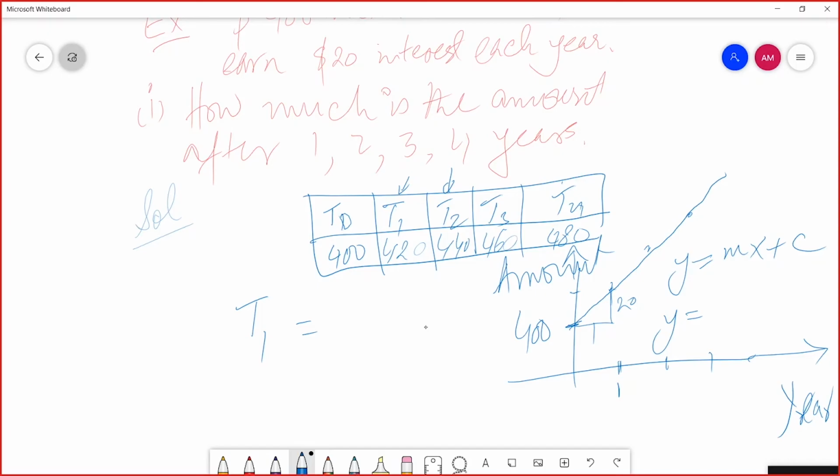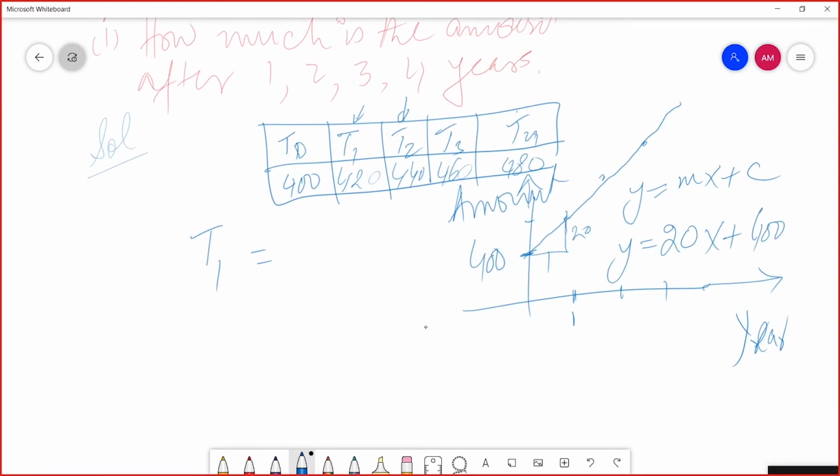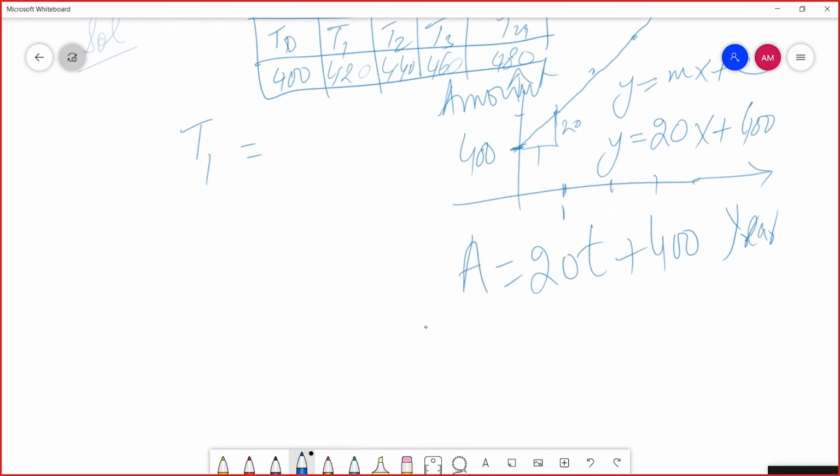Y is equal to 20x plus 400. Very nice. So 400 is actually your C, and we write it like this. It could be written like amount A is equal to 20T plus 400, where amount is in dollars, T is in years, and this is A in dollars and T in years. Does it make sense to you?